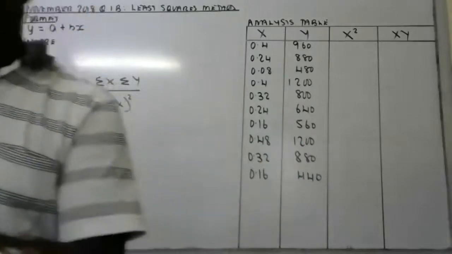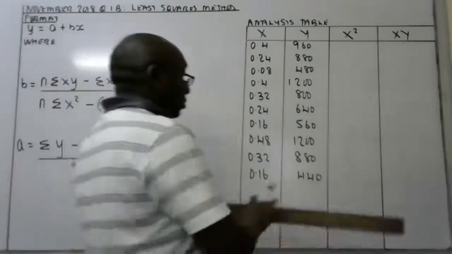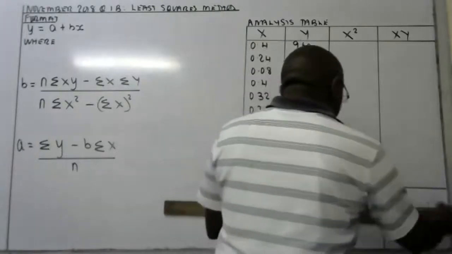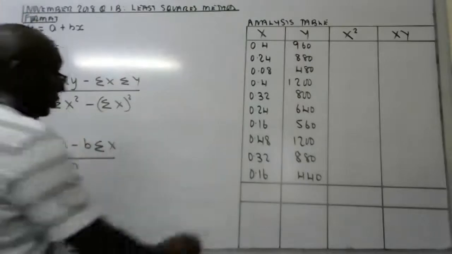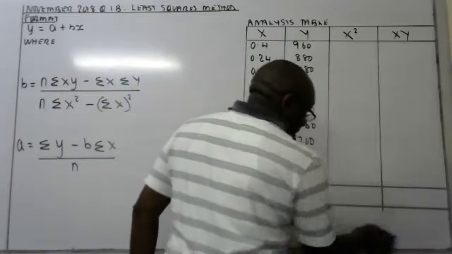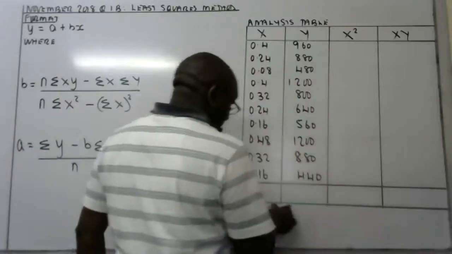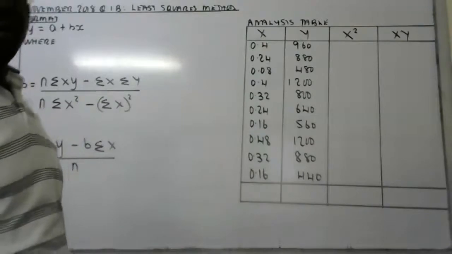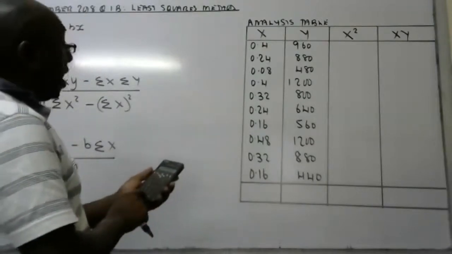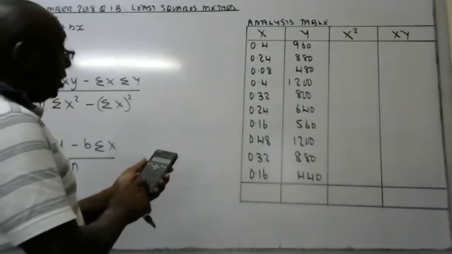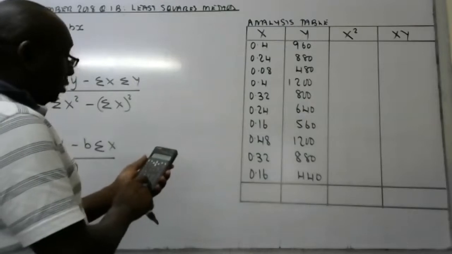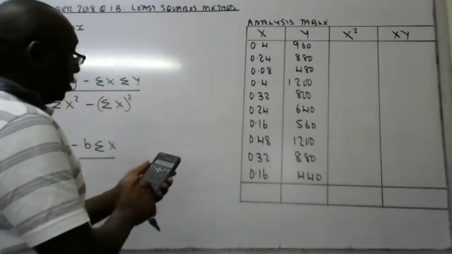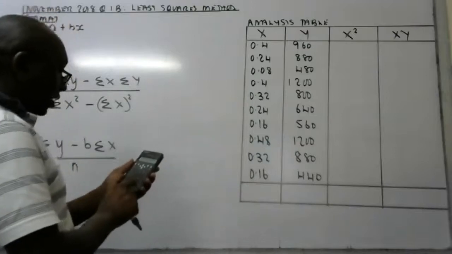You must convert them that way. If you don't, your answers will be wrong, and the examiner will just cancel you, because you have not answered the question the way it is supposed to be answered. So then from there you quickly start working where you say 0.4 plus 0.24 plus 0.08 plus 0.4 plus 0.32 plus 0.24 plus 0.16 plus 0.48 plus 0.32 plus 0.16.